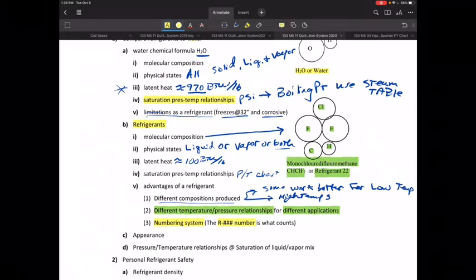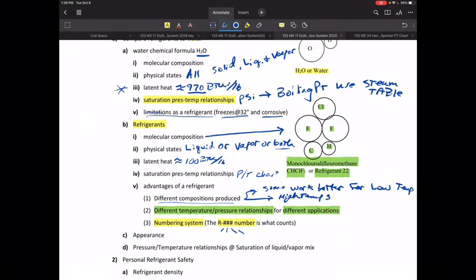Every one of these numbers has meaning. The first digit will have a certain meaning, the second number has a certain meaning, the third number has a certain meaning, and then there will be a letter after that which has a meaning. We'll get more into that a little later, but the point I wanted to make at this point is that there's a logic to the madness of refrigerants. Whether it's R22 or another, it has a meaning.